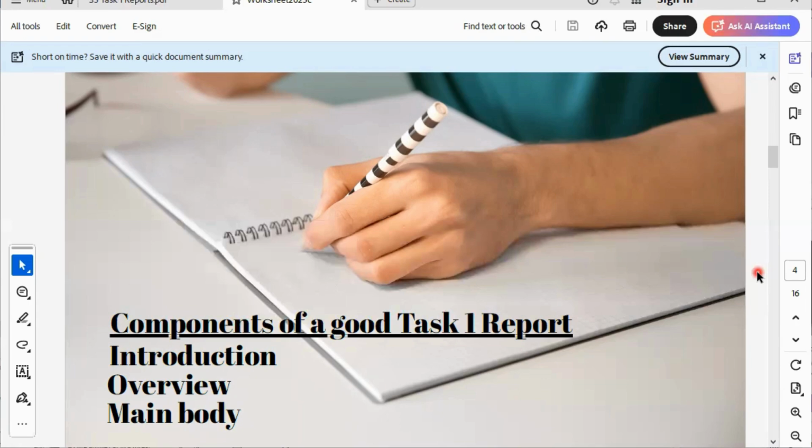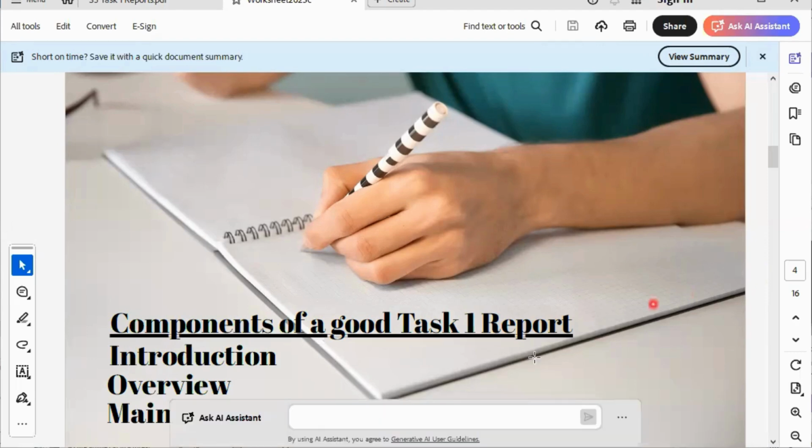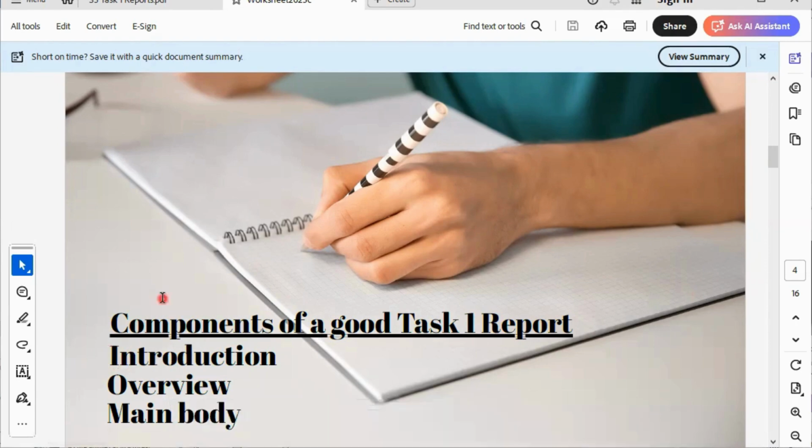Your introduction should paraphrase the question prompt. I'm going to show you what that means very soon. And it should also indicate the categories. It should indicate the timeline. I'm going to show you that later on. So the first component of your report is the introduction. The second component is the overview.